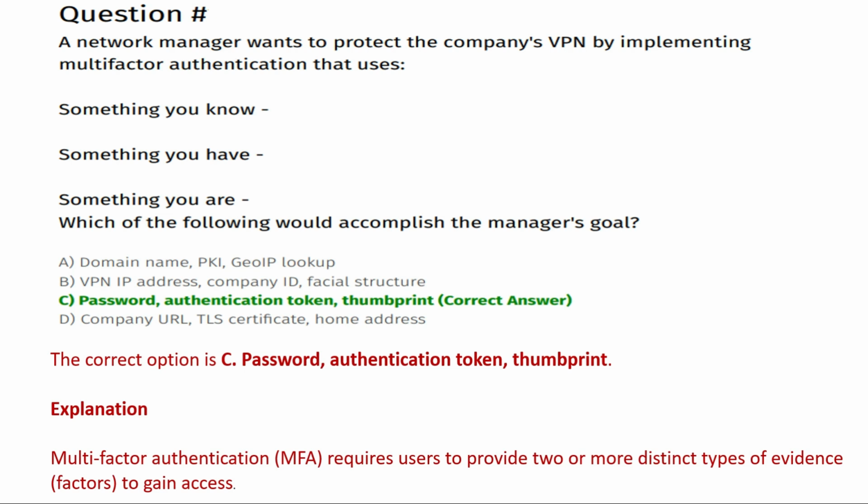The explanation is that multi-factor authentication (MFA) requires users to provide two or more distinct types of evidence factors to gain access. So that's why the correct answer is C, password, authentication token, and thumbprint.